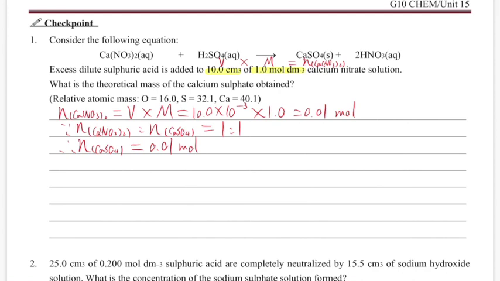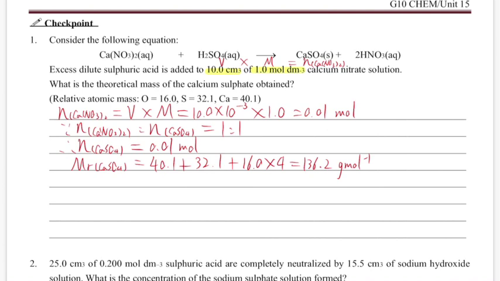Okay, and then the next step, we need to work out the molar mass of calcium sulfate, okay, which equals 40.1 plus 32.1 plus 16 multiplied by 4, okay, which gives us 136.2 gram per mole.